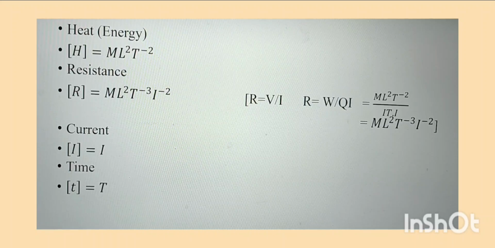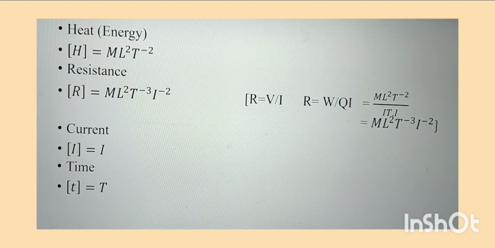Now, let us find out the dimensions of left hand side and right hand side, because in a dimensional analysis, we have to equate the dimensions of left hand side with the dimensions of right hand side. So, here we get heat ML squared T to the power minus 2, because heat is energy and the dimension is surely that of energy.